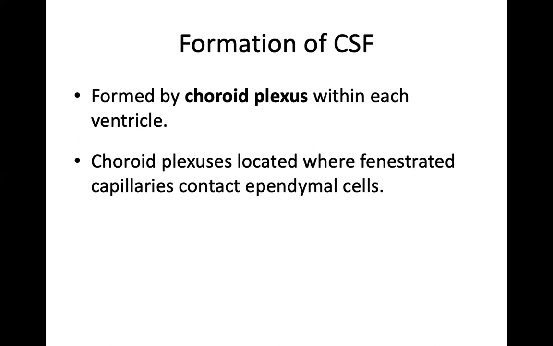So why is it formed? It is formed by choroid plexus within each ventricle. Please take a note. Where is it coming from? The CSF is formed by choroid plexus inside the ventricle.